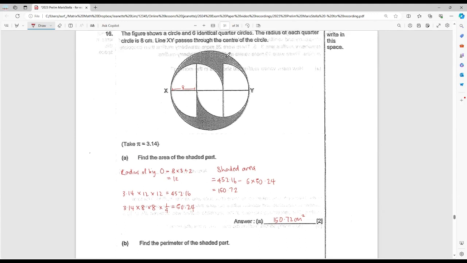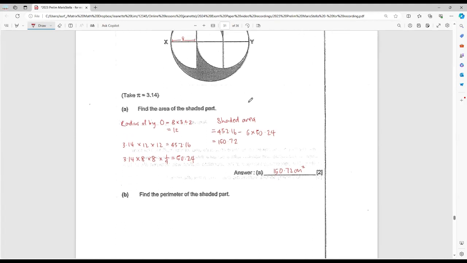Okay, so first, let's find the circumference of the big circle first. So diameter, we need diameter if we want to find the circumference. Diameter of a big circle, which is 8 times 3, 24. Then pi times diameter. So pi times 24, 75.36.